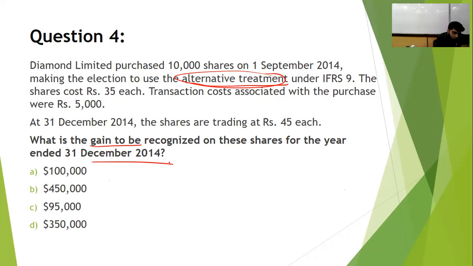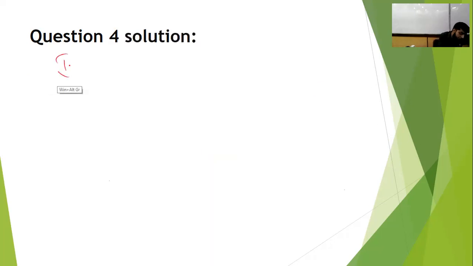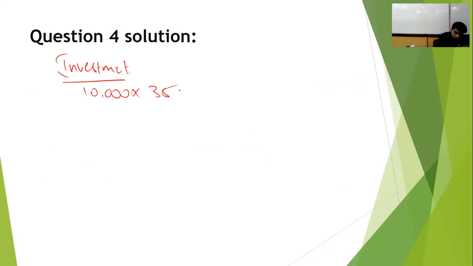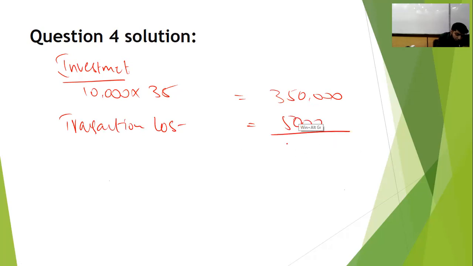So how are we going to recognize this fair value gain or loss? First of all, we will calculate the amount of investment. How? The number of shares purchased is 10,000, and the price per share is 35 rupees each. That means 10,000 multiplied by 35, which makes 350,000 rupees. And we have incurred a transaction cost, so don't forget to capitalize this transaction cost of 5,000. It means the total amount of investment would be 355,000.